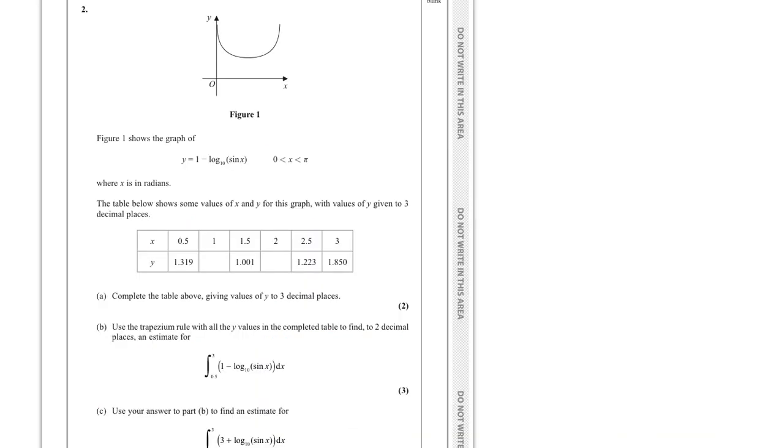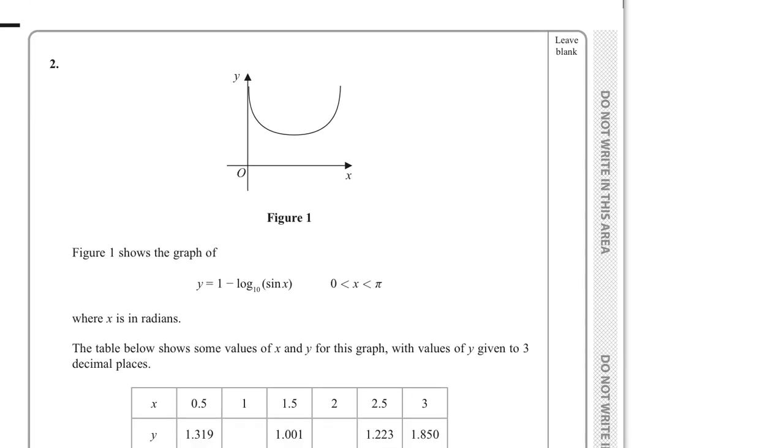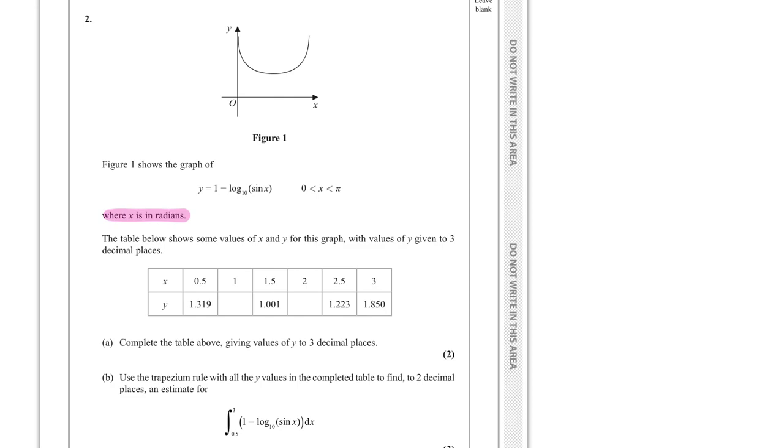Okay, question 2, trapezium rule. So, first question, you have a look. I'm not going to read it all, but something that stands out to me, and you should read it twice, is that x is in radians. So what's the first thing I'm going to do? Always double check what is going on. So x is in radians, and the table below shows some values of x and y.